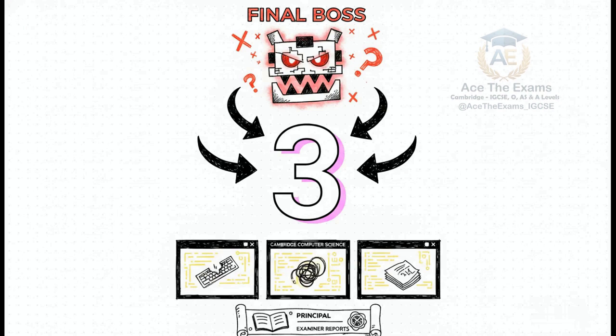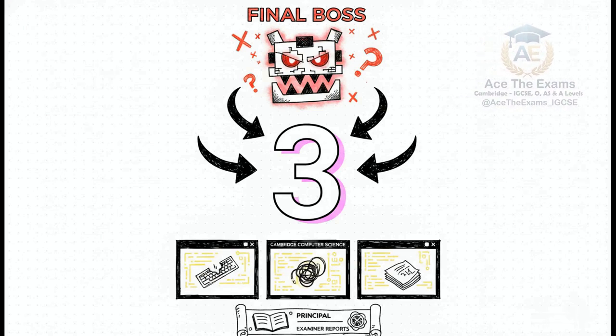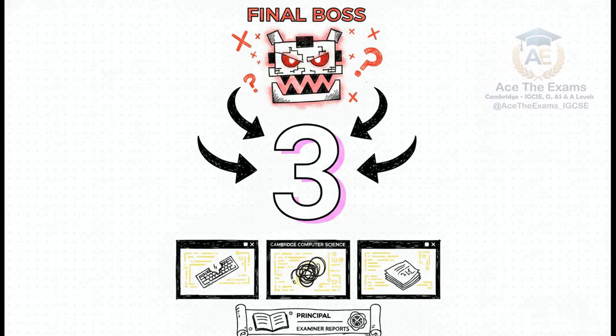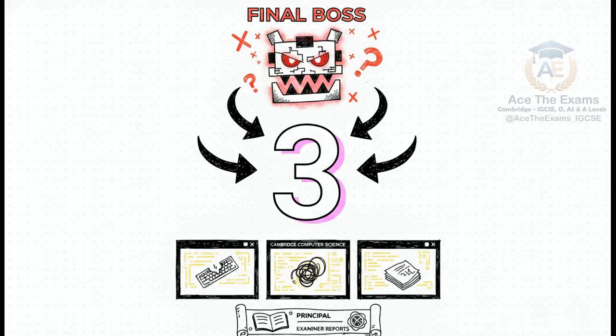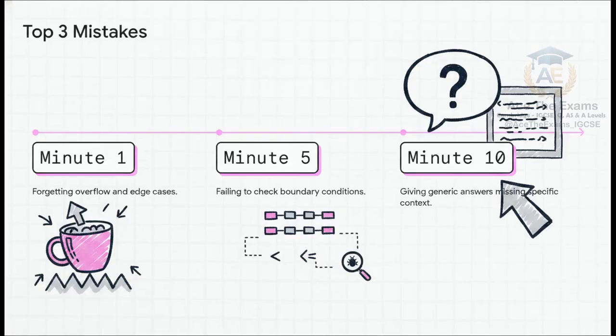We are going to look at the top 3 mistakes. These are the exact pitfalls that principal examiners explicitly state they are tired of seeing year after year, paper after paper. Let's break them down so you never make them. Mistake number 1, overflow and edge cases.